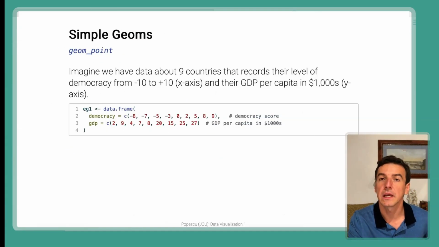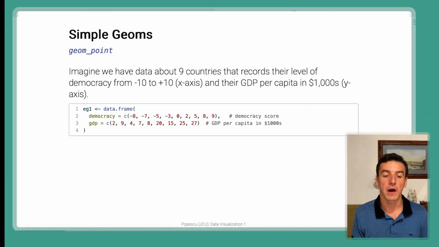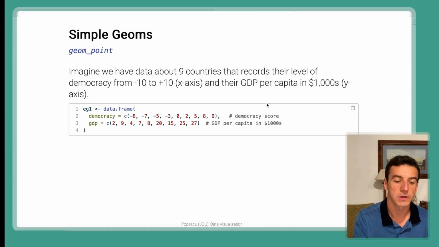Okay, so let us take them one by one to see how they work. So let's apply these concepts to specific situations. So let's imagine that we have a data set about 9 countries that shows their level of democracy measured from -10 to 10, where -10 represents the least democratic and 10 represents the most democratic. And we also have GDP per capita in thousands of dollars. So this is what our data would look like.